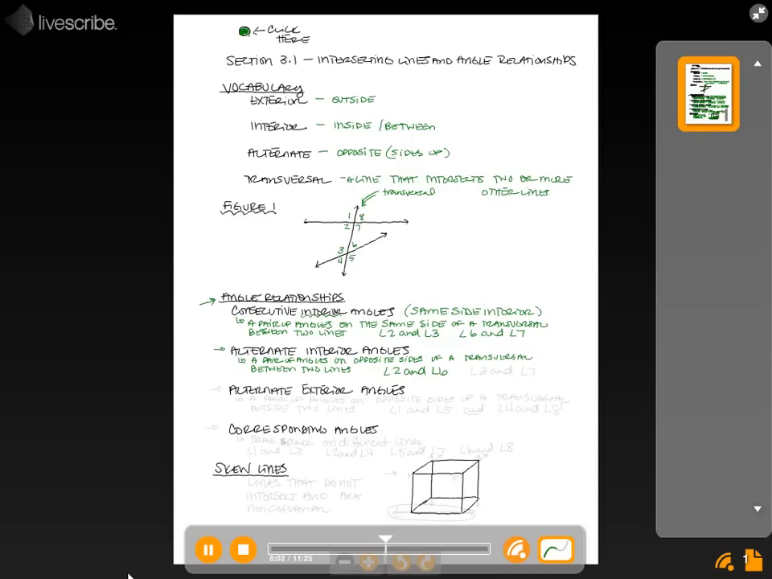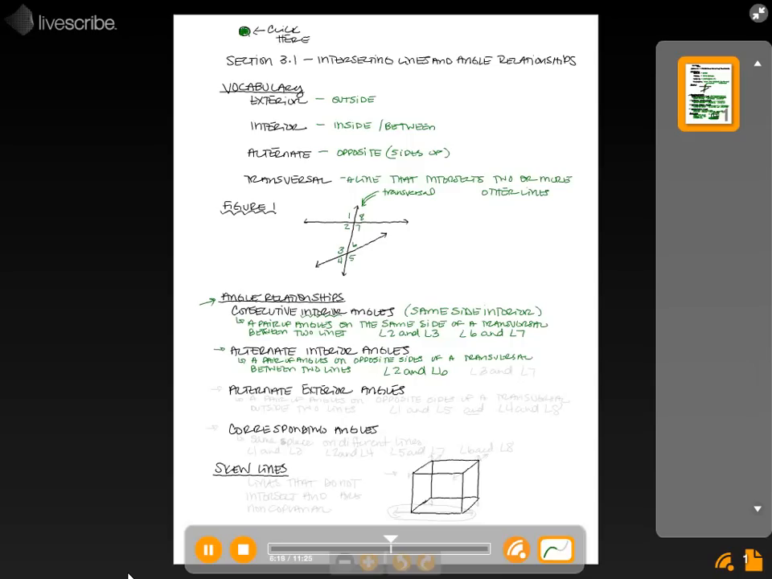Now, one of them is up on the top line, and the other one is on the bottom, and that's important. They won't be next to each other, because then they'd be supplementary. Angles 2 and 7 are supplementary. That's not the relationship we're talking about. We're talking about angles 2 and 6.